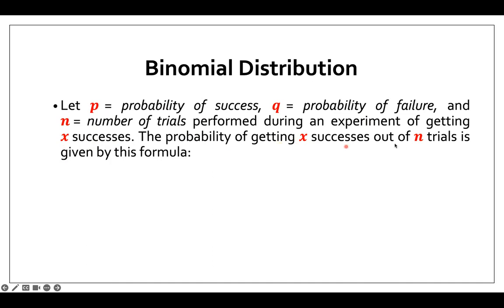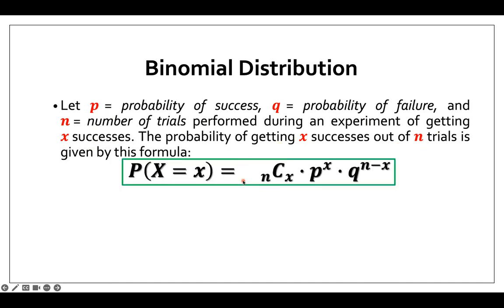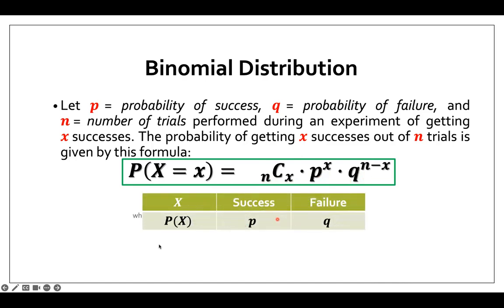So the probability of getting X successes out of these N trials is given by the formula P of X equals X, wherein your big X here is the binomial distribution, or the binomial random variable. It's equal to the combination of N and X, N choose X, times the probability of success raised to X, times the probability of failure, which is your Q, equal to 1 minus P. That's the complement of the success. That's the failure, raised to N minus X. So if it's the complement, P plus Q equals 1, therefore Q is equal to 1 minus P. So this is the formula that we want to deal with.